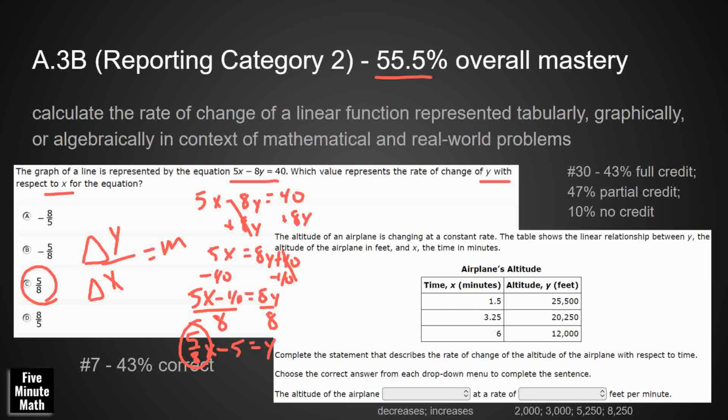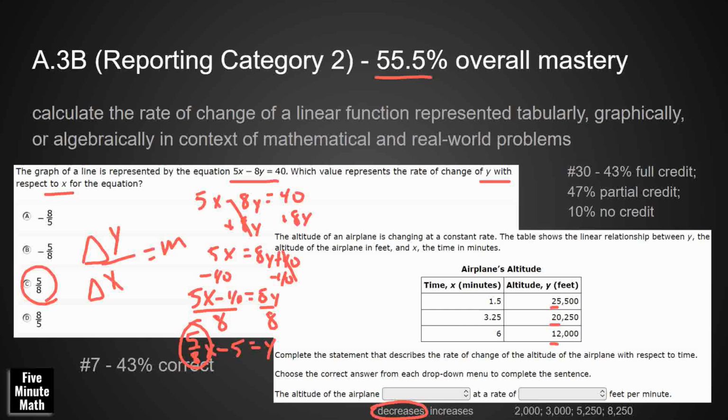We have a statement to complete on number 30, and I put the answer choices underneath. So this is a real world situation with a table, and we should hopefully notice that we are dropping here, right? So we're going from 25,500 to 20,250 to 12,000. Okay, so we are decreasing. So that's our first choice there that we need to select. And then we need the rate.